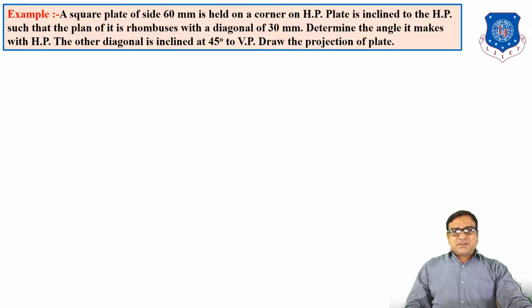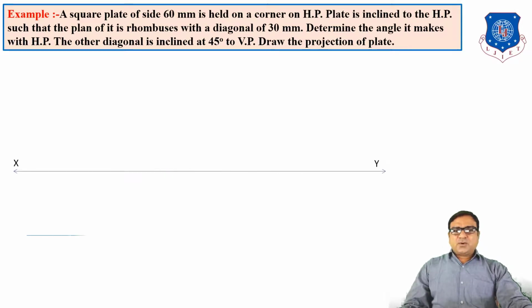A square plate of side 60 mm is held on a corner on HP. The plate is inclined to HP such that the plan of it is a rhombus with a diagonal of 30 mm. Determine the angle it makes with HP. The other diagonal is inclined at 45 degrees to VP. Draw the projection of the plane.